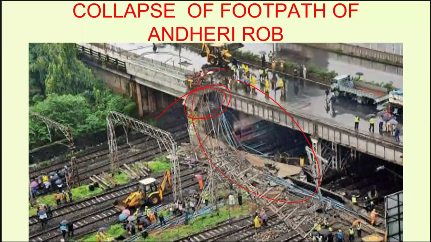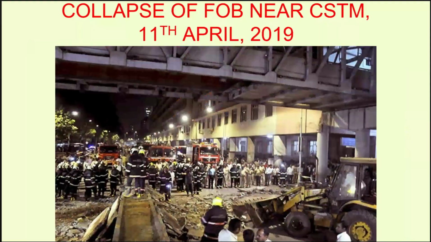This is the collapse of the FOB near CSTM. In this case, it had been examined by a third party a few days back, and all of a sudden the cross girder connecting both leaves of the truss collapsed, and the slabs fell. So you understand this is also a typical problem or failure related to bridges.